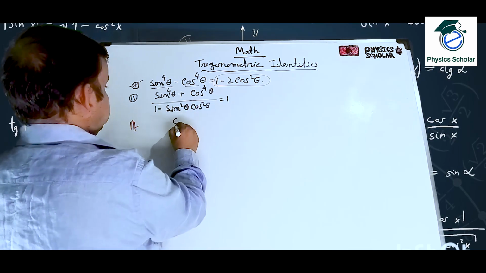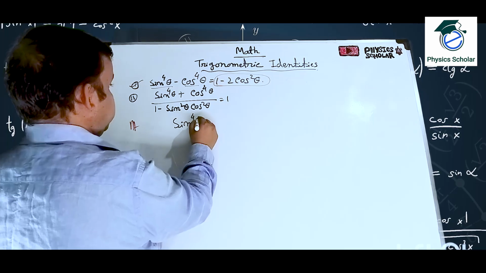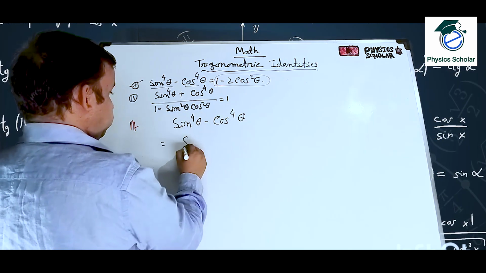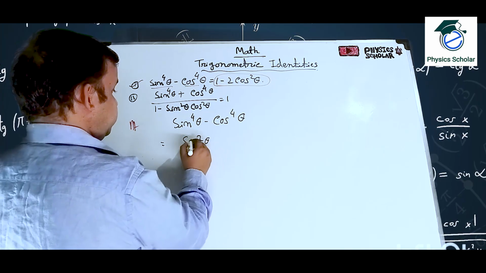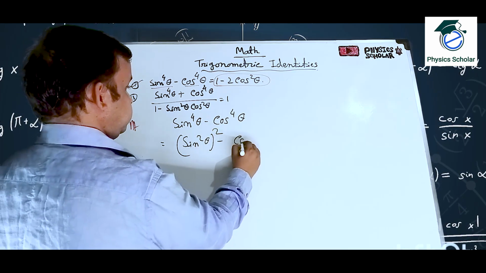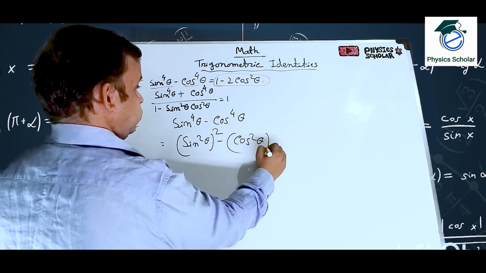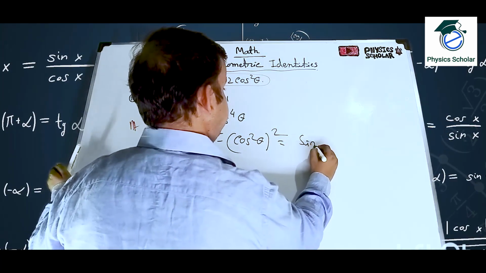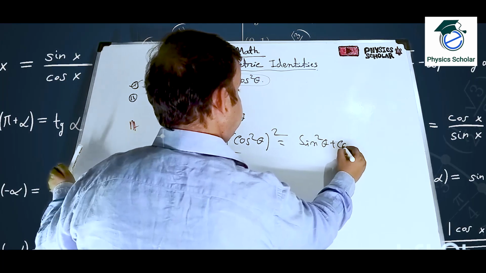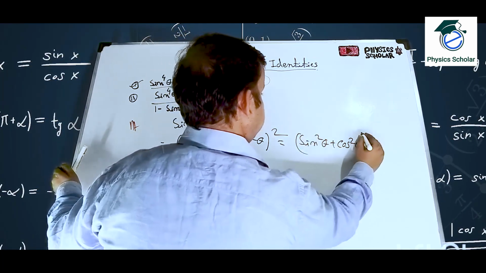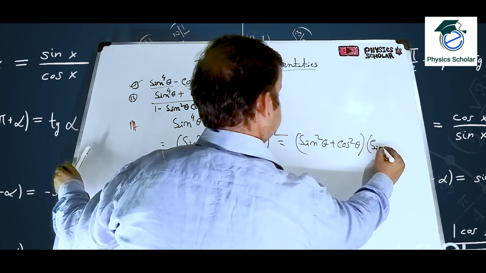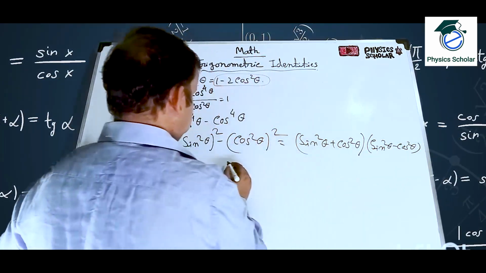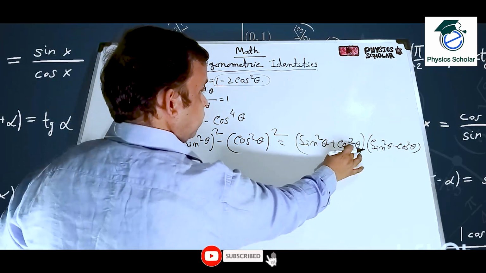So let us take sin to the power 4 theta minus cos to the power 4 theta. What can we write? Sin square theta whole square minus cos square theta whole square, that we can write. So it is a square minus b square. What is the formula? a plus b into a minus b. Clear?